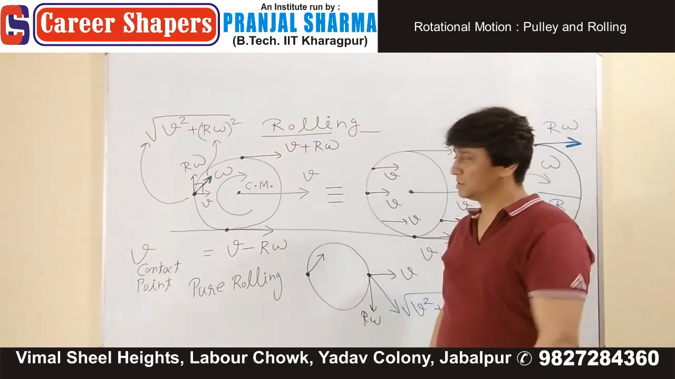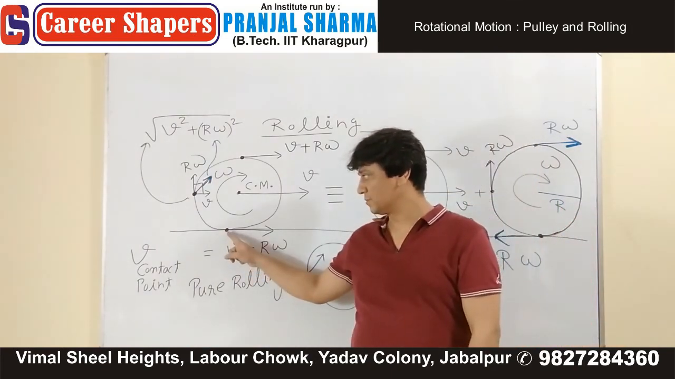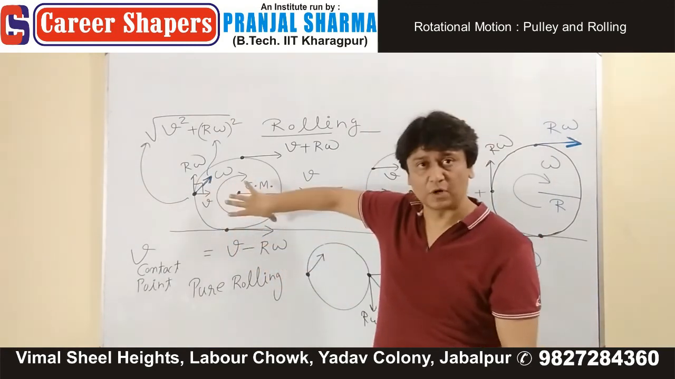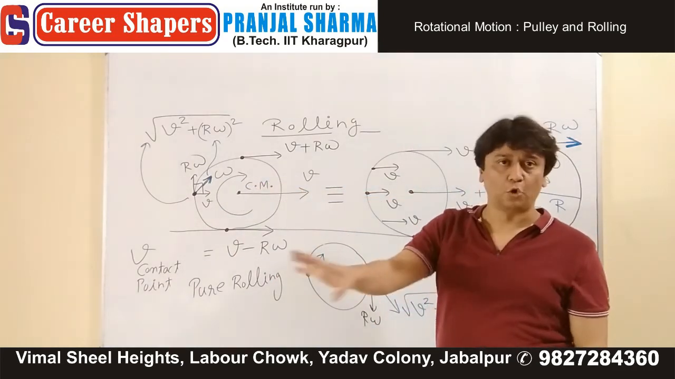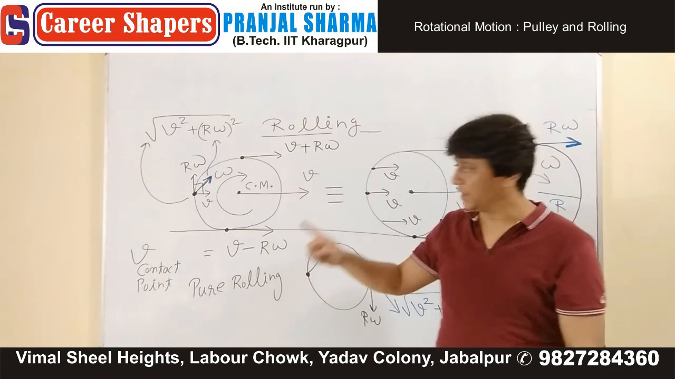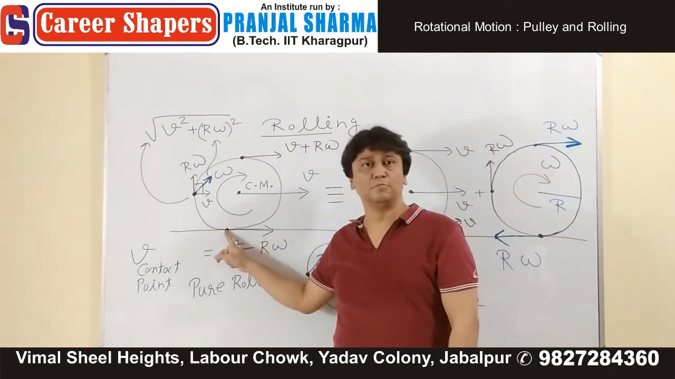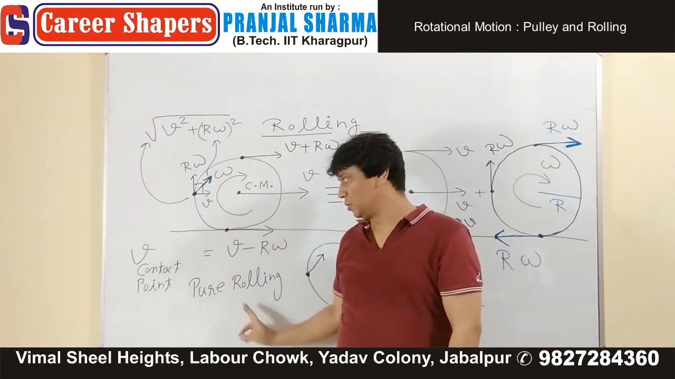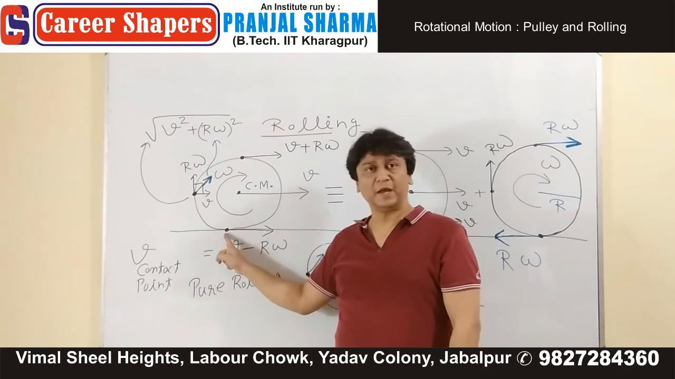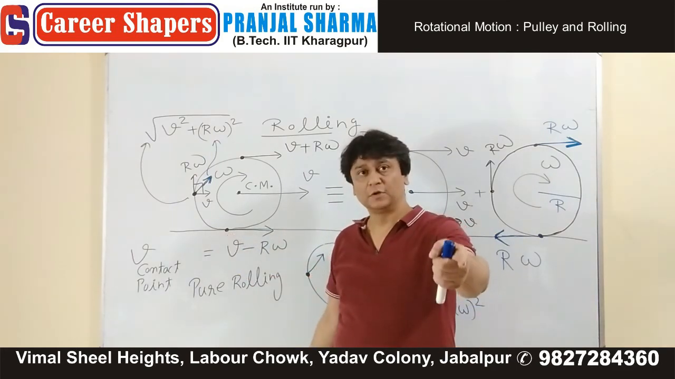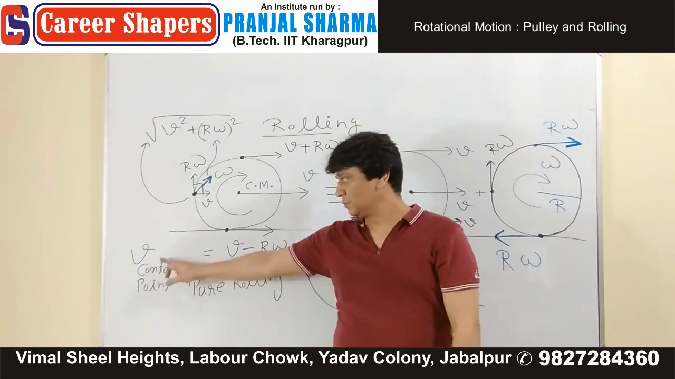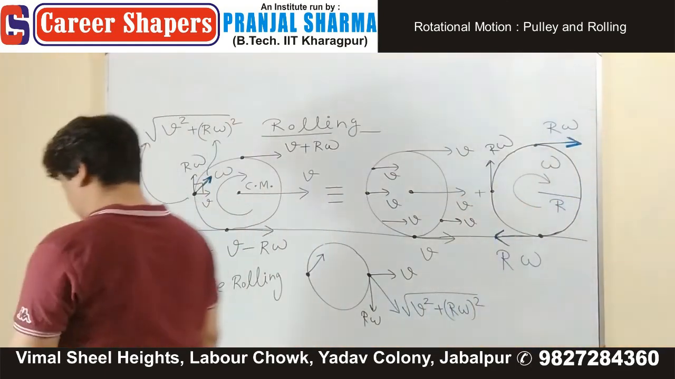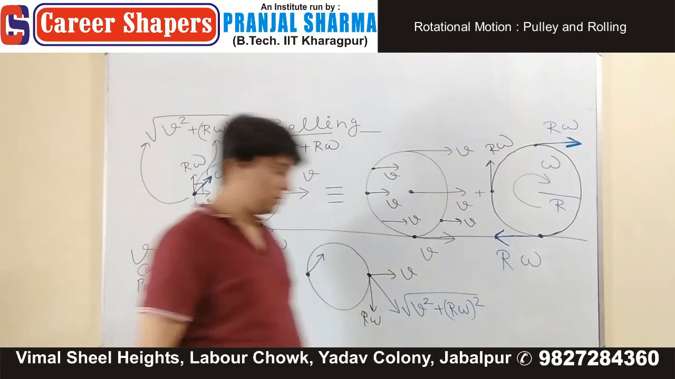Without slipping means, look at this contact point. If it slips back in the forward direction, then that will be rolling only. When I say pure rolling, it cannot slip over the contact surface. So in pure rolling, no slipping takes place, which means, write down this, that the velocity of the contact point becomes zero.